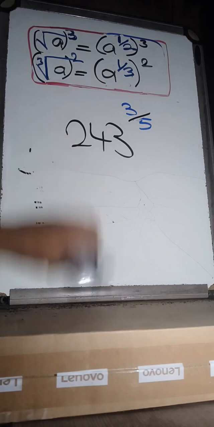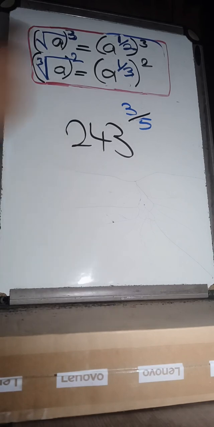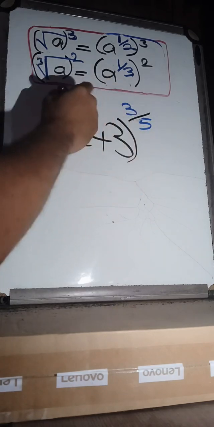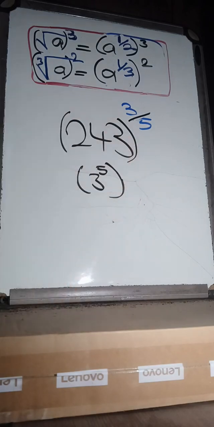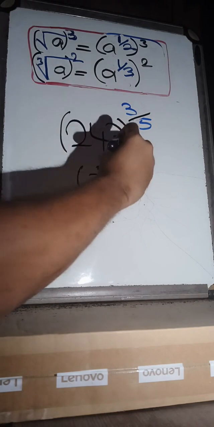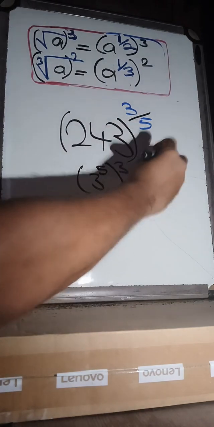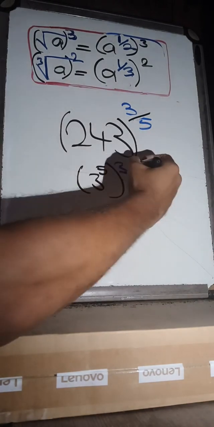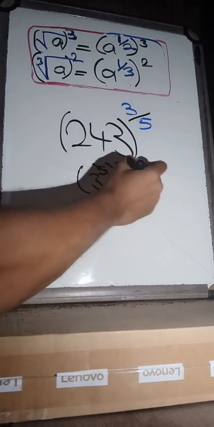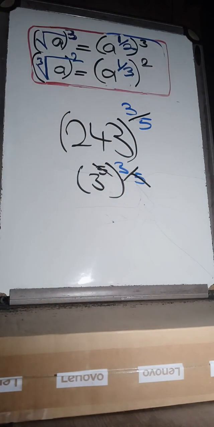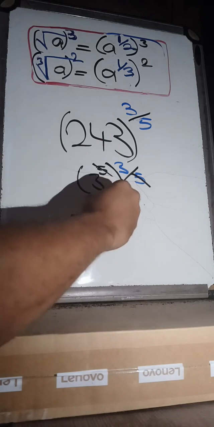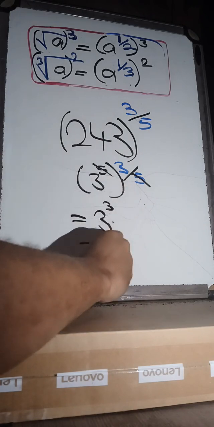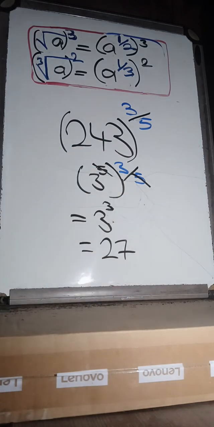So, if we were to bracket this, and we were to call this 3 to the 5, that means the 3 over 5 will not change on the outside. Alright? 3 to the 3, that is going to be 27. There you go.